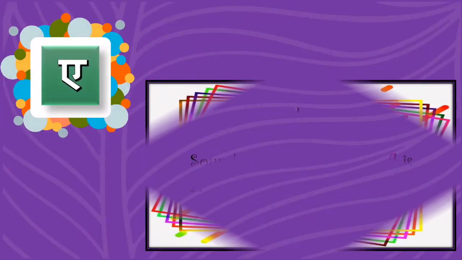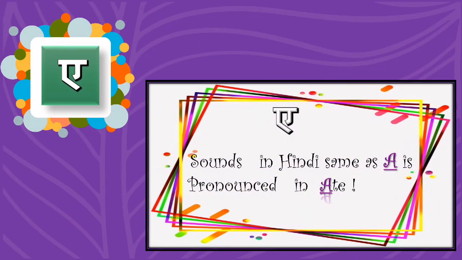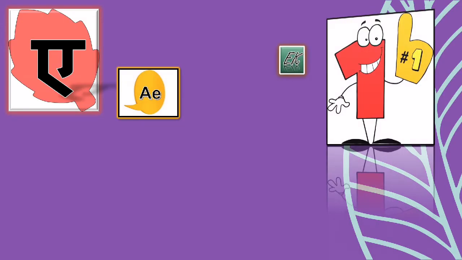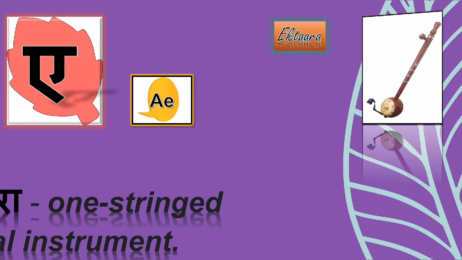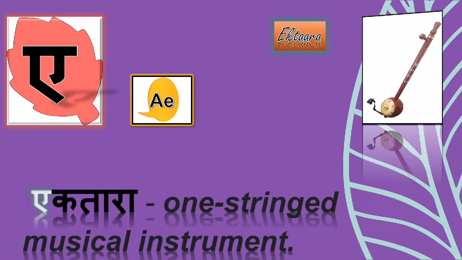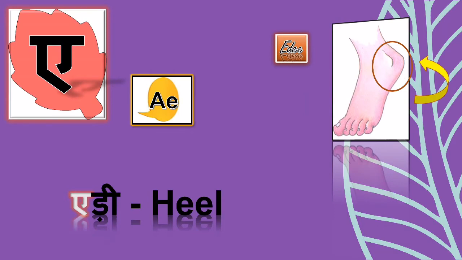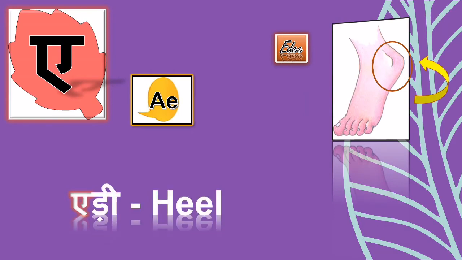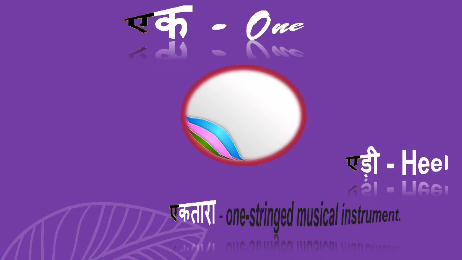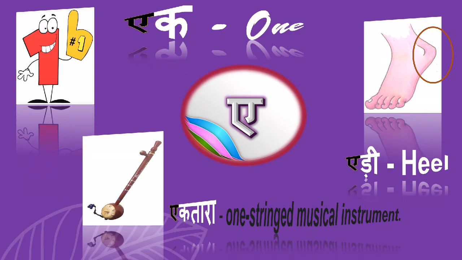The sound of E is the same as in eight. E say ek, which means one. E say ektara, which means a musical instrument having one string. E say edi, which means heel. Guys, E say ek, E say ektara, E say edi.